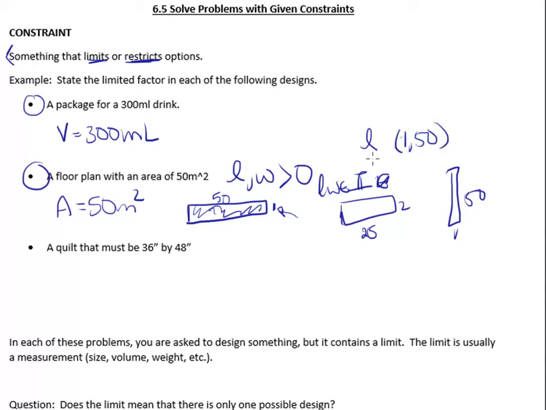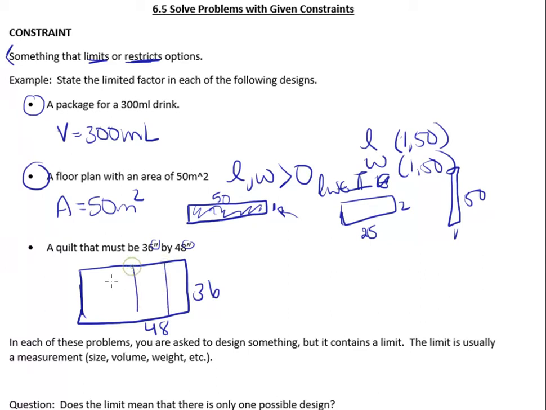We can represent it like this. And the width has to be between 1 and 50 as well. Okay? And a quilt that must be 36 by 48, and this is like feet or inches. Okay? So that's so specific. It has to be 48, 36, done. Okay? And it can have patterns on it.